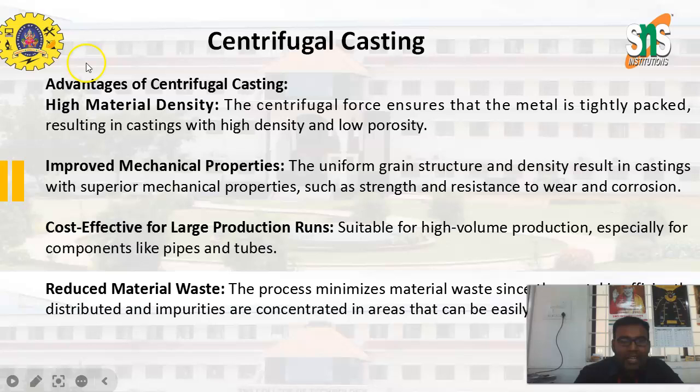Advantages: high material density can be produced with the help of centrifugal casting, and we can improve mechanical properties such as strength, wear resistance and corrosion resistance. It is also cost effective for large production runs, with reduced material waste.